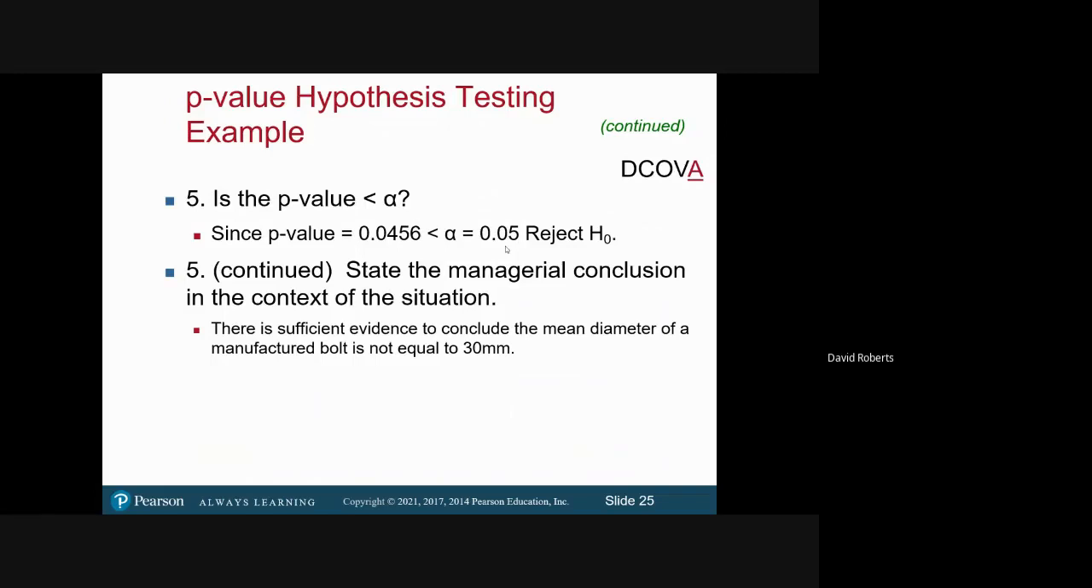There is sufficient evidence to conclude that the mean diameter of a manufactured bolt is not equal to 30. So that can affect the strength of the bolt, how long it will last, etc. And it may not fit properly. So all you need to do, we can even skip the Z-score calculations, and we'll focus in on calculating the p-values.